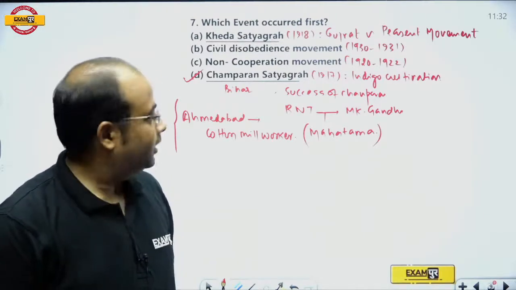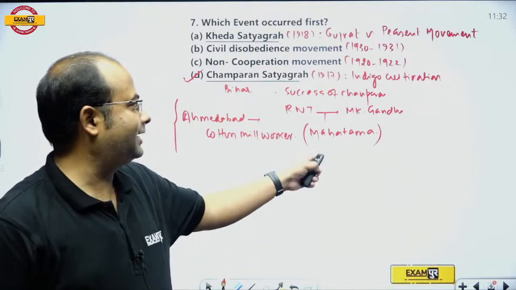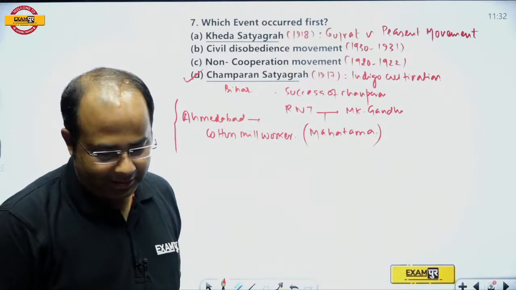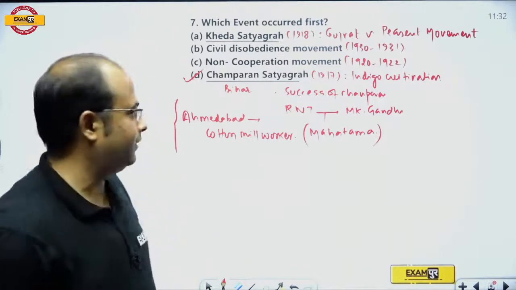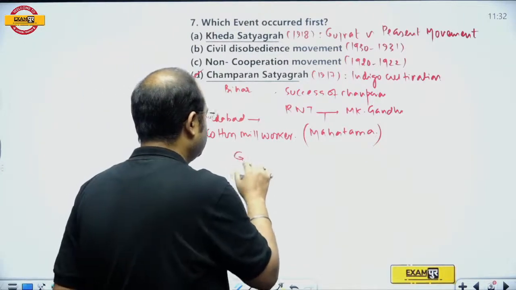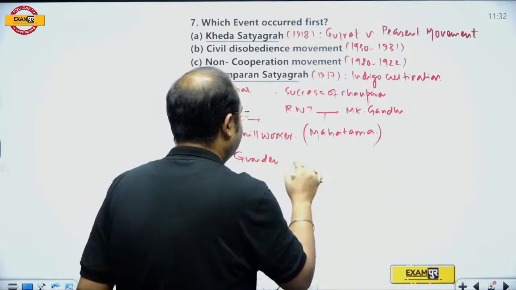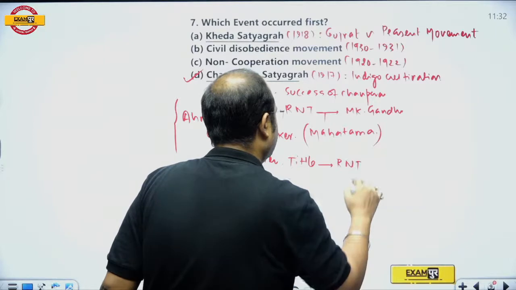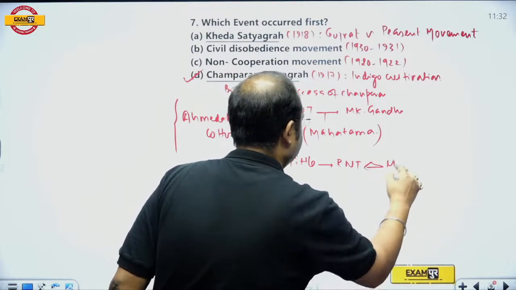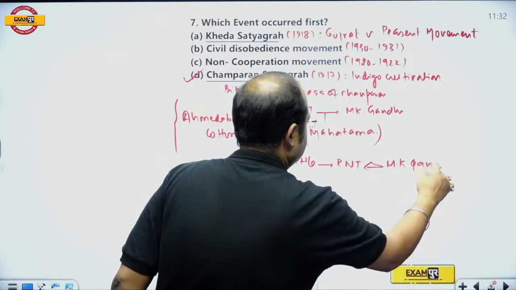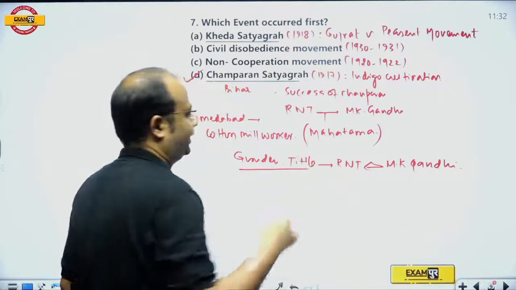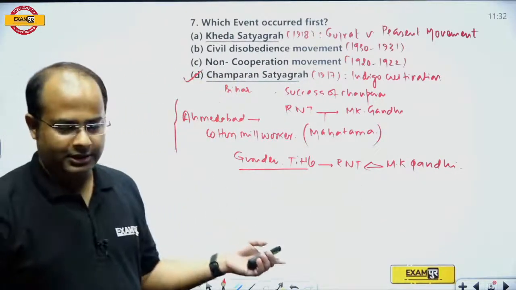Rabindranath Tagore gave the title of Mahatma to MK Gandhi, and MK Gandhi gave the title of Gurudev to RNT, that is Rabindranath Tagore.